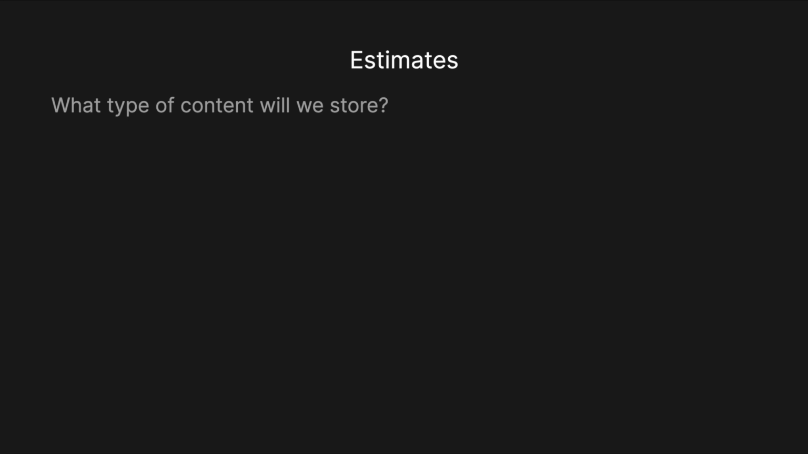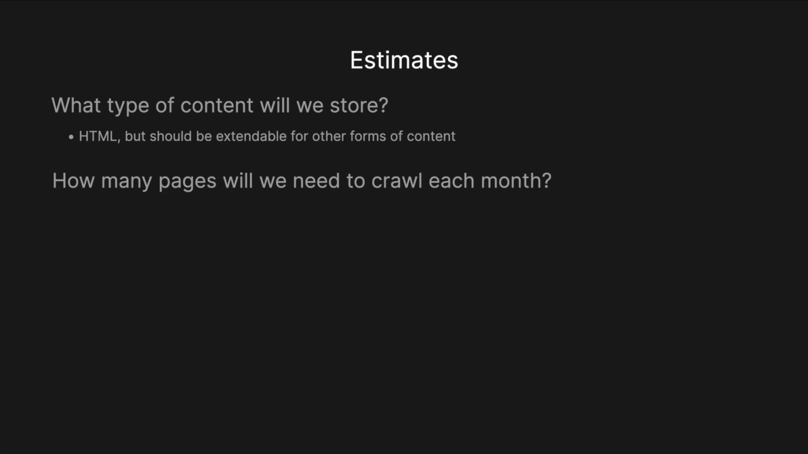So the first question I'd always ask would be, what type of content will we be storing? In this case, we're going to be storing HTML, but the system should be extendable such that we can store other forms of content. And we'll be looking at that in the system architecture. Then I'd look at how many pages we will need to crawl each month. In this example, we're going to be looking at roughly 1 billion, 10 to the power of 9 pages per month.